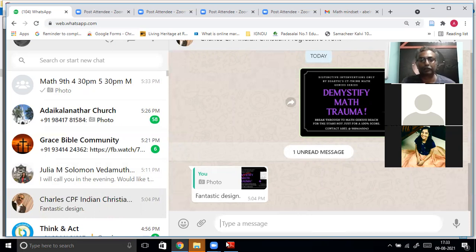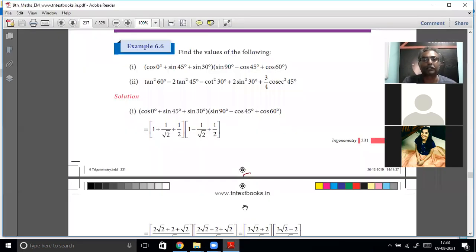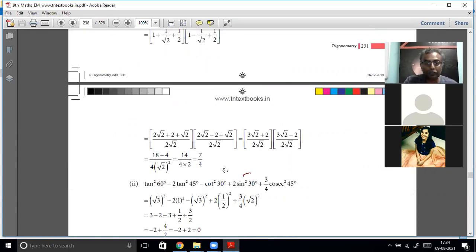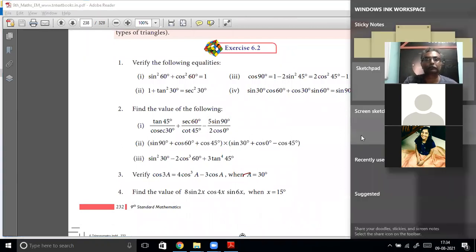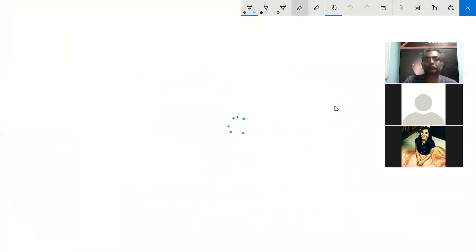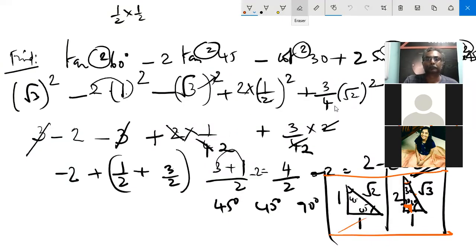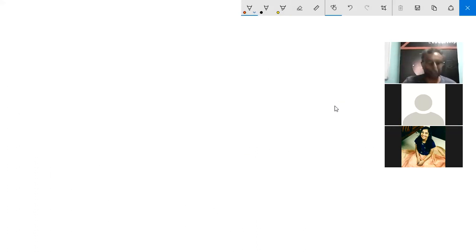Okay. Now we are back to this thing. Example 6.2. First sum we'll do. Okay, first sum. We will just finish first sum. We took 5 minutes extra. Okay, so I'm not taking extra time. We'll finish this thing and go off. Only first sum we'll do.